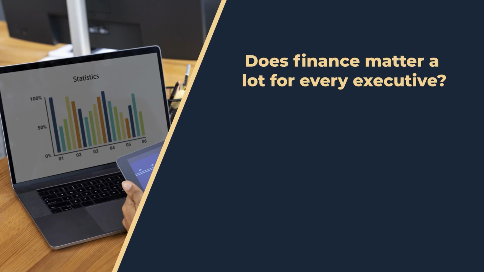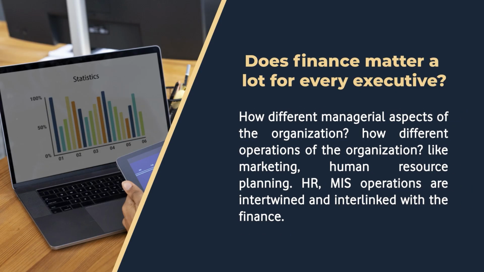So that's where I have explained to you how different managerial aspects and operations of the organization, like marketing, human resource planning, HR, and MIS operations, are intertwined and interlinked with finance. That means nothing can run in isolation in an organization. Finance and other departments go hand in hand. So that was the brief introduction to financial management and how it is linked with the other things.